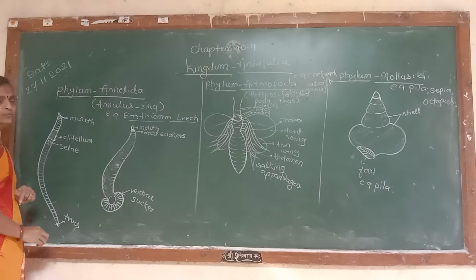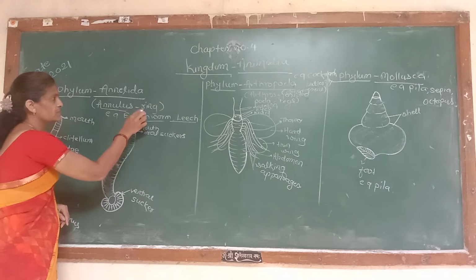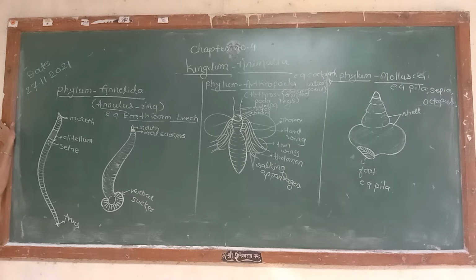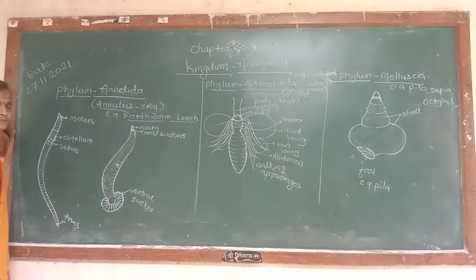Annelida, the meaning of that word is from annulus. Singularly, annulus means ring. The animals having ring-like body or segments are included in this phylum. So, simply these animals are also known as ringworms. Examples in this phylum are earthworm and leech.